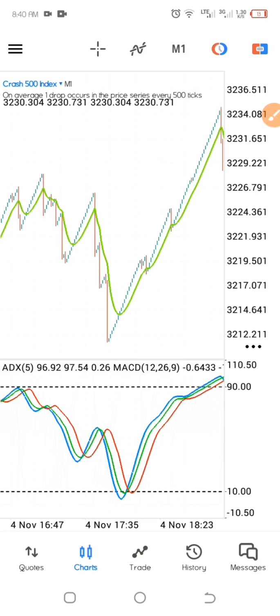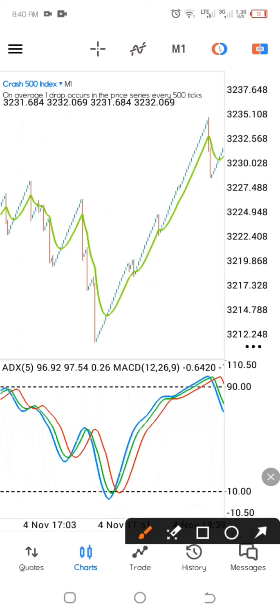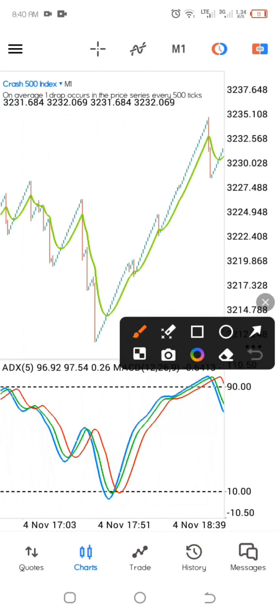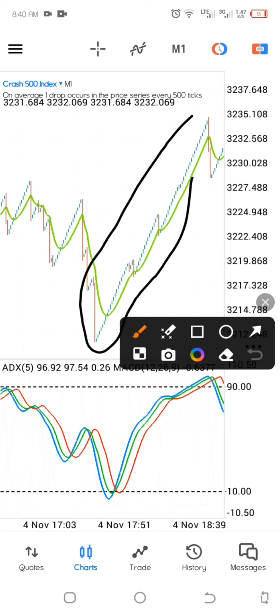Looking at this trade right here that recently happened in the price. Now looking at this recent trade, this whole move right here from the price. How do you participate, or how do you catch this type of move in the boom and crash indices?